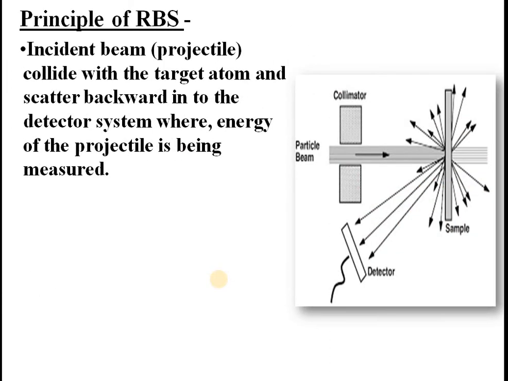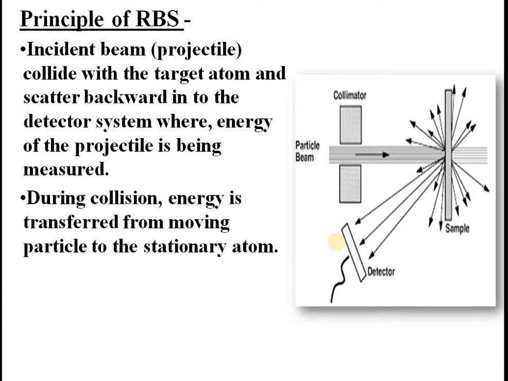Understand? The incident beam collides with the target atom and scatters backward into the detector system, where the energy of the projectile is measured. We have a detector here. Its role is to measure the energy of the scattered projectile in some form. It also measures the intensity of the incident particles, so flux is also measured. So particle energy is measured and flux is also measured: the number of particles incident on the detector.